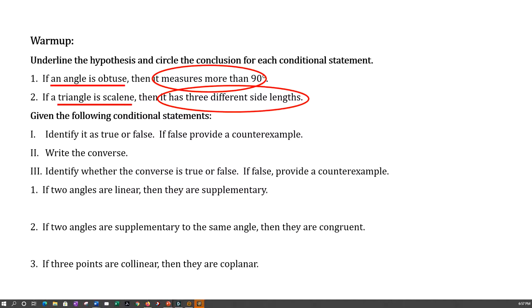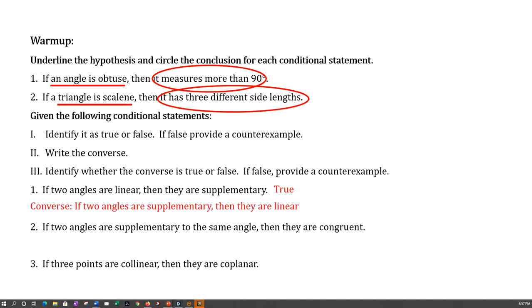For the second section, we were identifying whether the statement was true or false. If it was false, we were providing a counterexample. Then we were looking to write the converse of our statement, and then we were trying to identify whether the converse was true or false, and if that was false, we needed to provide a counterexample. So our first one, if two angles are linear, then they are supplementary. That is a true statement. Remember, linear angles form a line, so they measure 180 degrees, and that's the definition of supplementary. Our converse then is if two angles are supplementary, then they are linear.